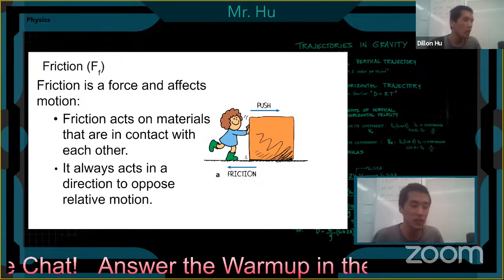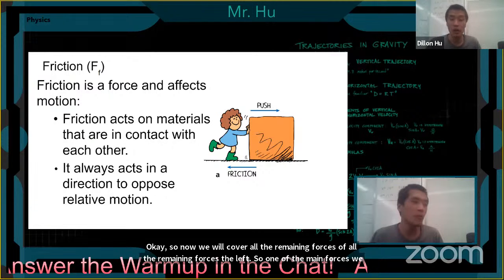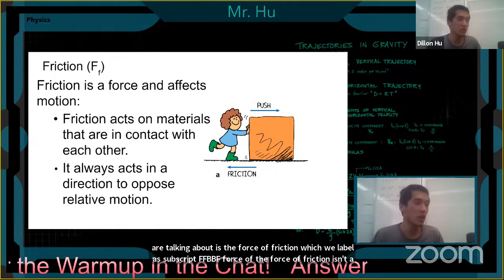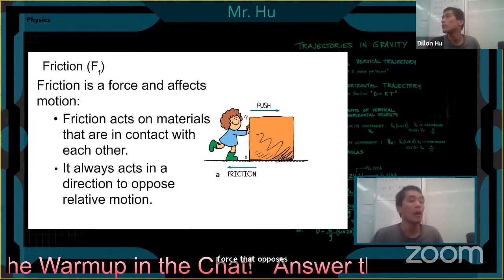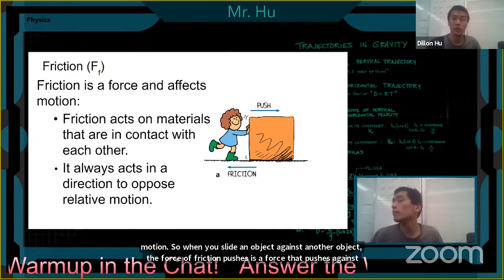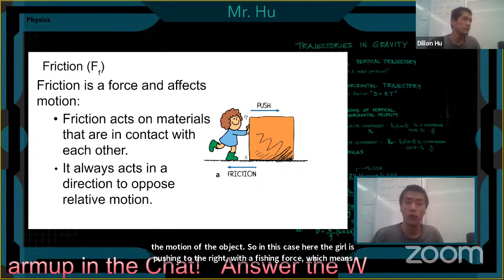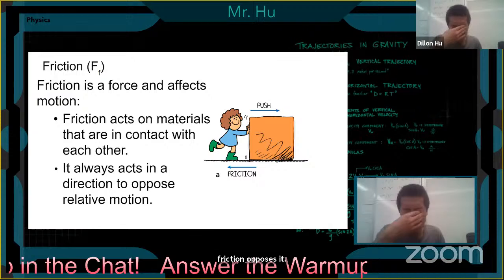It always acts in a direction to oppose relative motion. This is something that makes sense, right? If you're driving a car, the force of friction opposes the motion of the car. It's a force of contact. F subscript F.